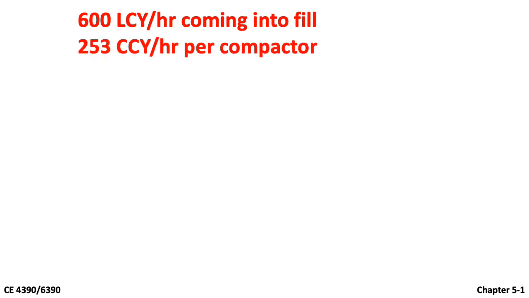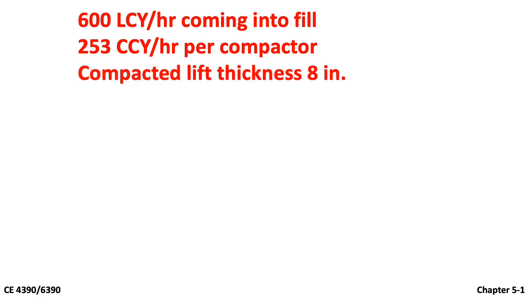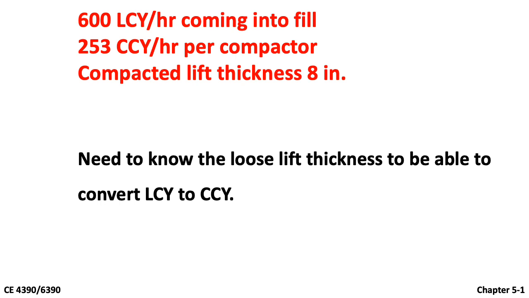Let's review what we got. 600 LCY per hour of material coming in to fill. 253 CCY per hour of material compacted per compactor. Compacted lift thickness is 8 inches. Remember that this is the thickness after being compacted. We don't know the thickness of loose soil before being compacted. If it is given, we can easily convert LCY to CCY.